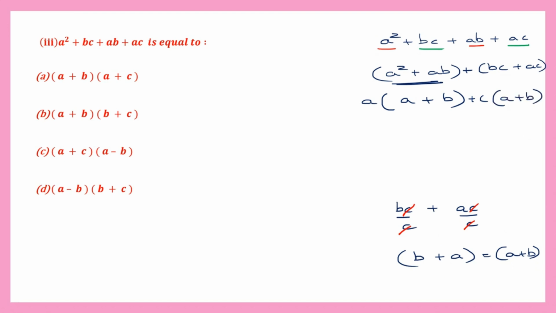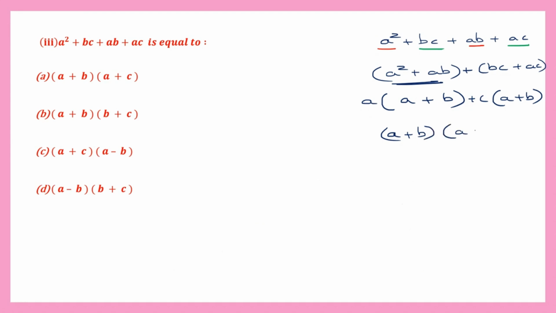So now what do I have? Can you see? I have a plus b and a plus b. I can write that once. And here I have a plus c. So I'm going to take this out first, a plus b. I'm writing only one of it, a plus b. And now I can take the next one, a plus c. So now we have factorized this expression into a plus b into a plus c.